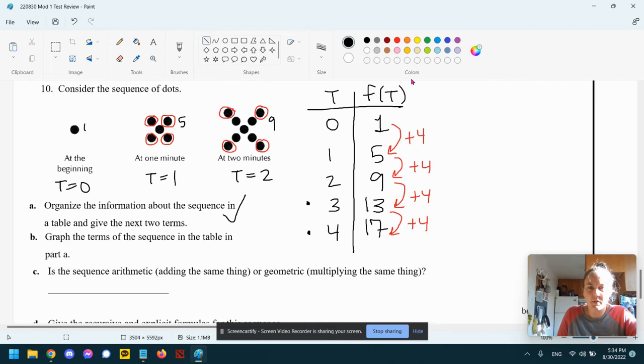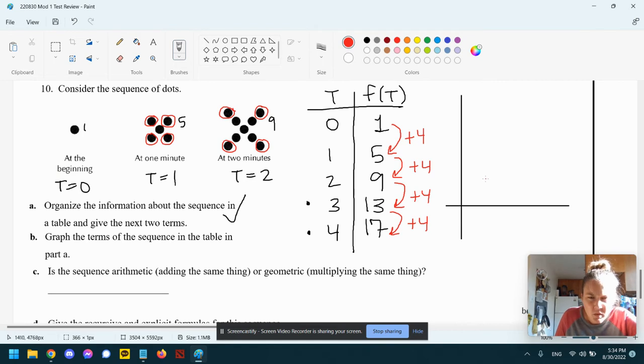All right, graph the terms in the sequence. We want to say, what? 1, 2, 3, 4. It goes up to 17, so let's make this 15, 10, and 5. 0, 1 goes here. 1, 5 is here. 2, 9 is slightly below 10. 3, 13 is a bit more than halfway. 4, 17 is a couple more above 15.